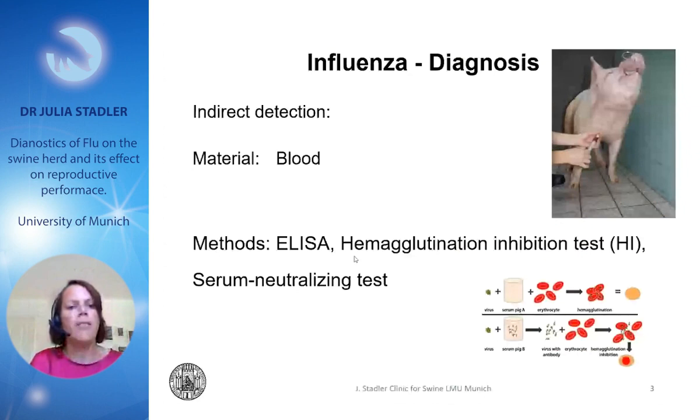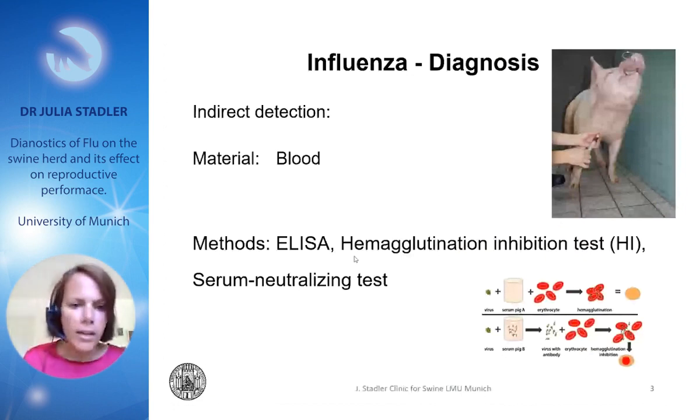With regard to the indirect detection, antibodies can be a result of vaccination, of an infection, or they can be maternally derived. Several ELISA tests are commercially available on the market. However, with influenza A virus ELISAs, you can't distinguish between the different subtypes. The hemagglutination inhibition test is a subtype-specific test, and it's most commonly used for routine diagnosis.